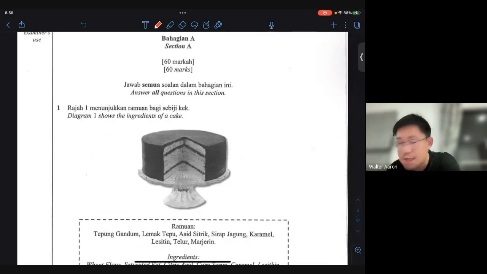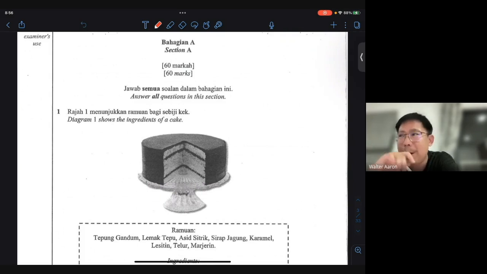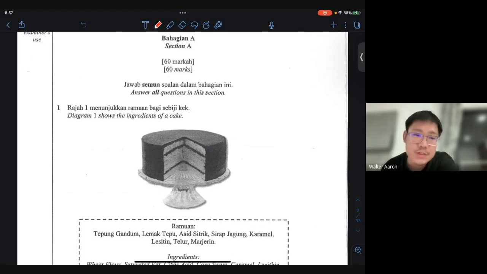Now, a very interesting thing about the MRSM paper is that they like to ask more challenging questions. If you can go through the MRSM paper and survive it, then your chemistry is good enough for your confirm A. But I'm not saying it's very difficult for you, I'm just saying that it's more challenging. Some questions you won't be able to see in other places.